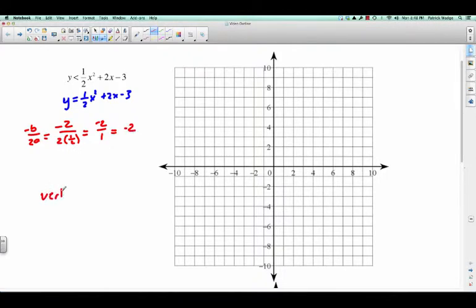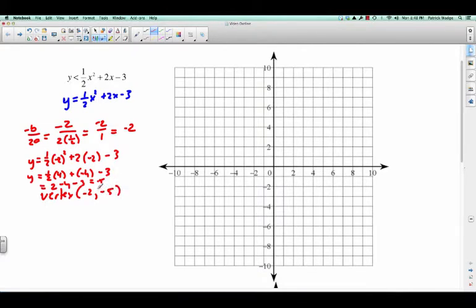So our vertex is at negative 2, comma, how do we figure out the y value? We stick that negative 2 into all these x's. So y equals 1/2 negative 2 squared plus 2 times negative 2, take away 3. So that equals, you got to do the negative 2 squared first. So that's 1/2 times positive 4 plus 2 times negative 2 is negative 4, take away 3. Half of 4 is 2, take away 4, take away 3, so that's at negative 2, negative 5. Our vertex is at negative 2, negative 5.